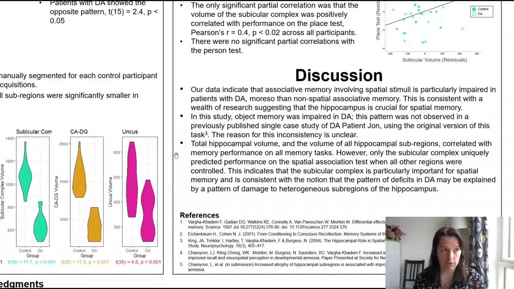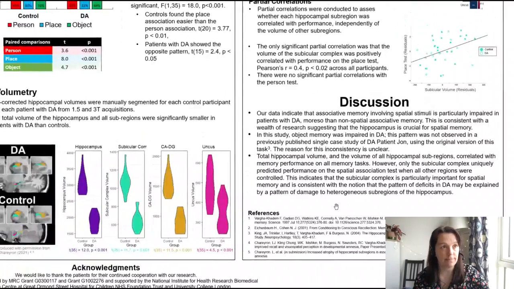In terms of the subregion analysis, total hippocampal volume and all of the subregions correlated with memory performance in all of the tests. It fell under significance for the uncus, but the trend was the same. But when we accounted for the volume of the other regions, only the subicular complex uniquely predicted performance on the spatial association test. This is consistent with the idea that the subicular complex is particularly important for spatial memory. So the pattern of deficits in DA may be explained by a pattern of damage to a heterogeneous set of subregions of the hippocampus.